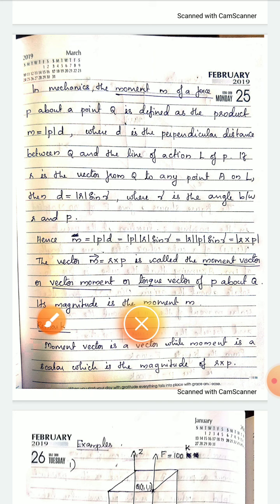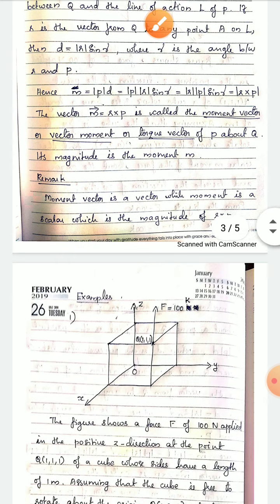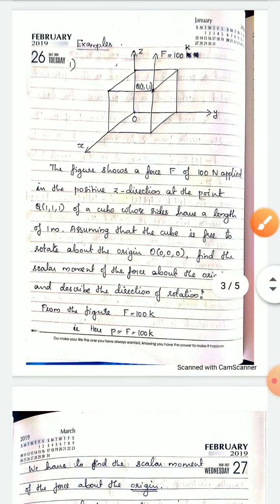Its magnitude, the magnitude of the moment vector, is the moment, small m. Look at the remark here: the moment vector is a vector while the moment is a scalar, which is the magnitude of r cross F. Okay, look at an example of finding the moment.